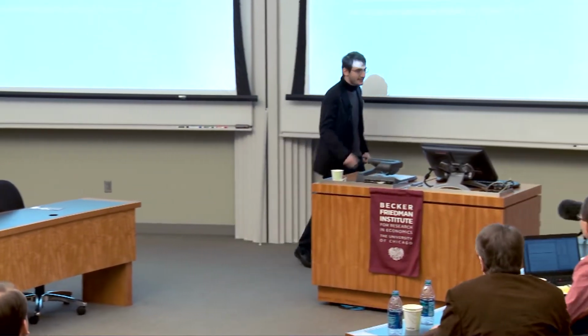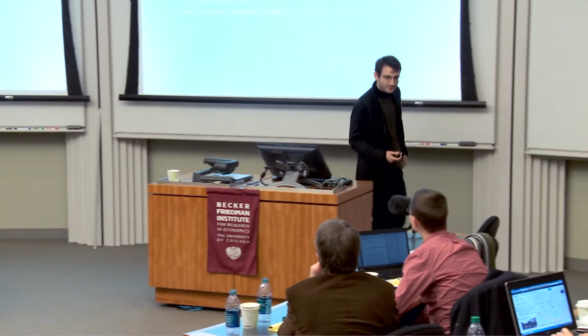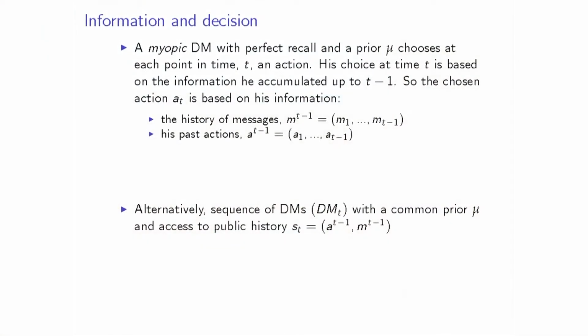So here, our dynamic decision problem is basically describing a myopic agent with perfect recall and a prior mu that chooses at each point in time t an action. We will assume that the choice is optimal, but is optimal according to his belief. And his choice is based on the information he accumulated up to t minus 1. This information, once again, is the finite history of his past actions, he has perfect recall, and the finite history of messages that he received up to t minus 1.